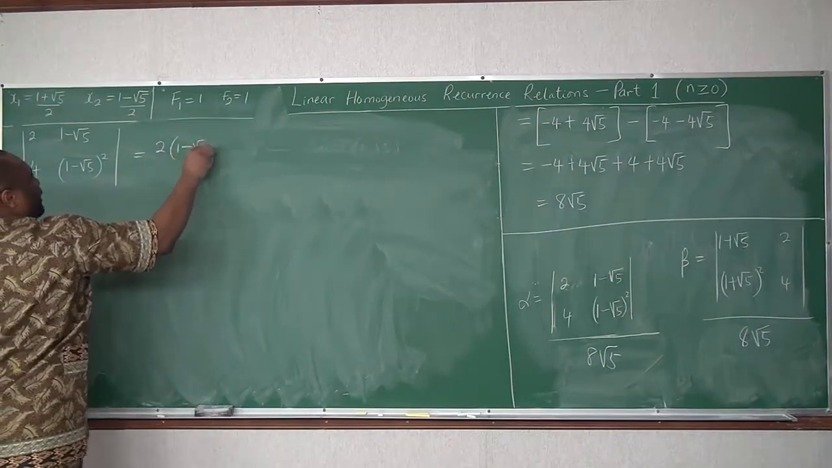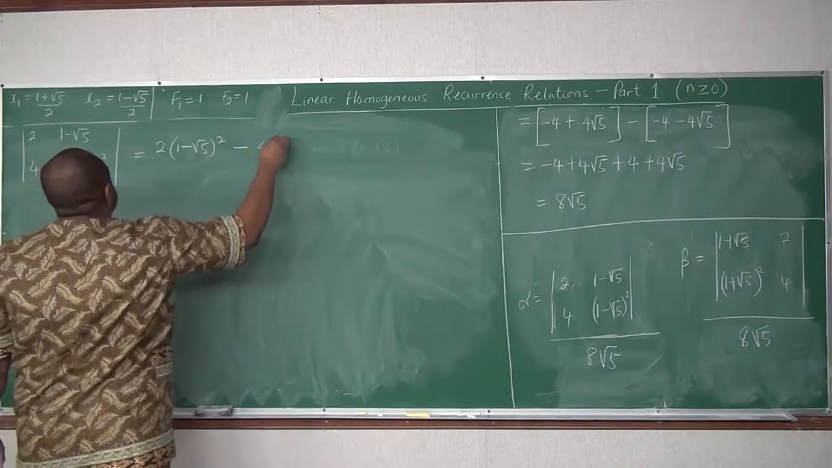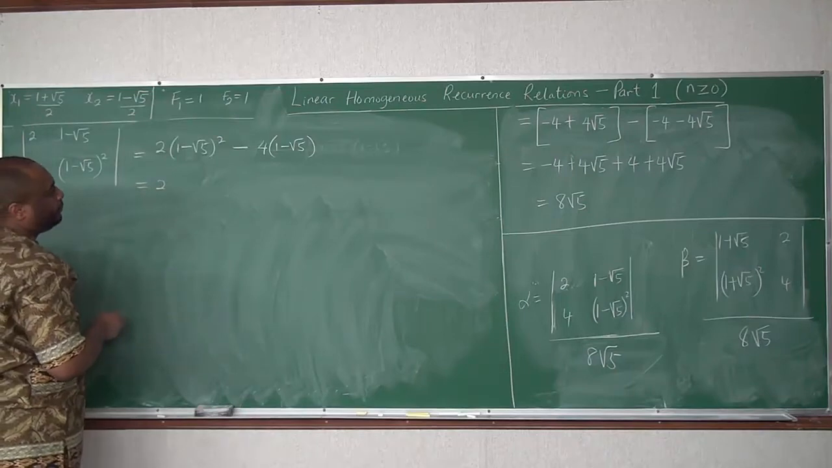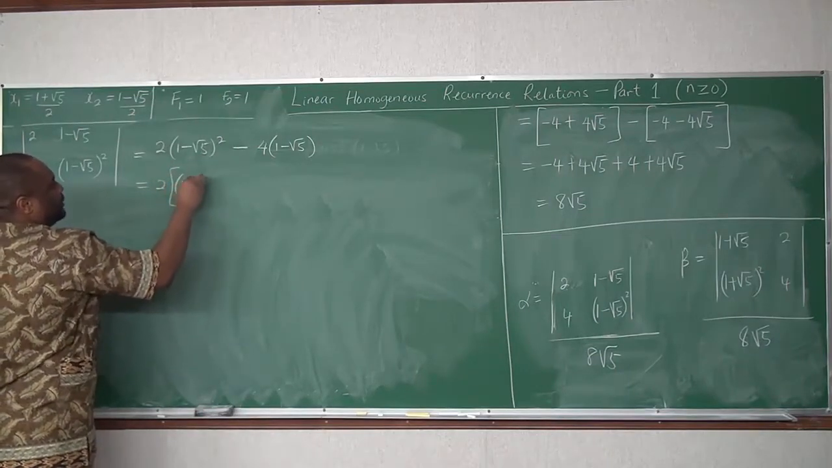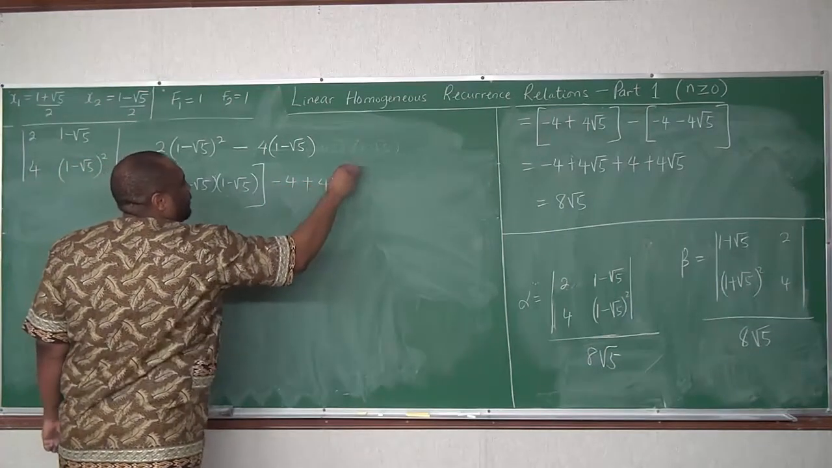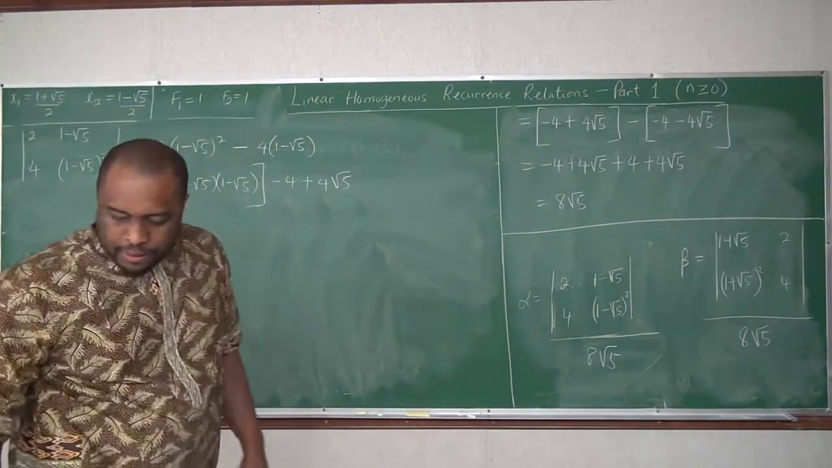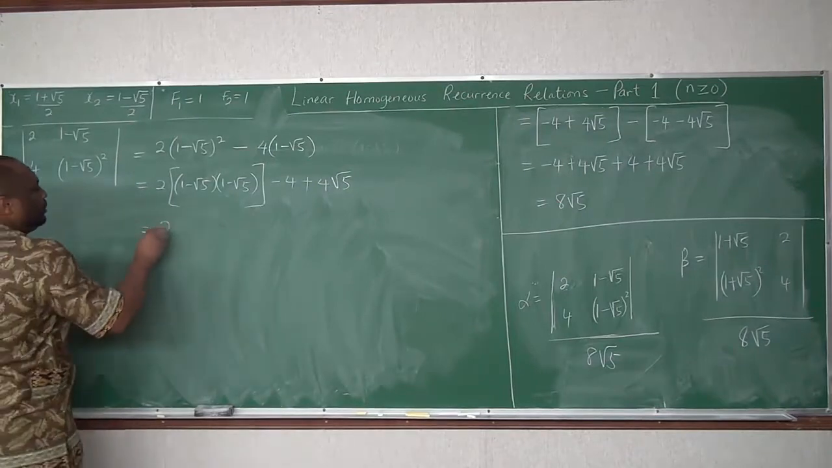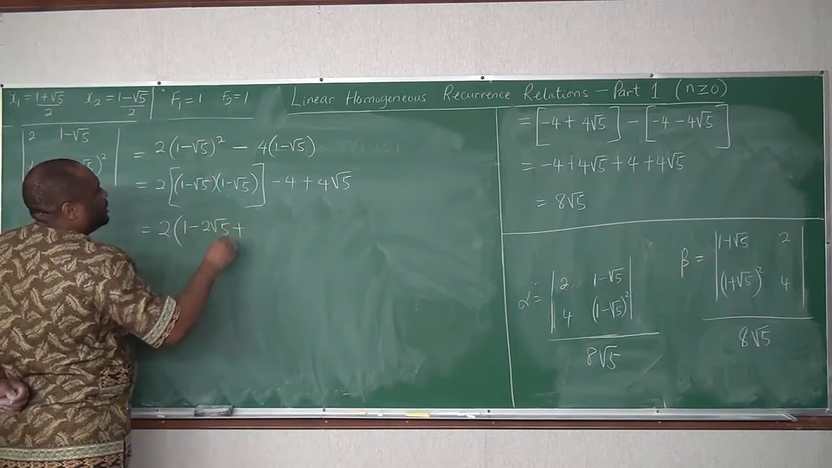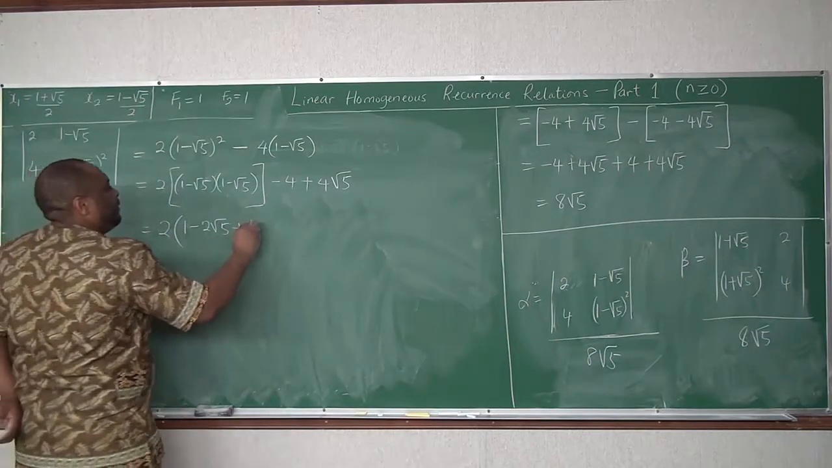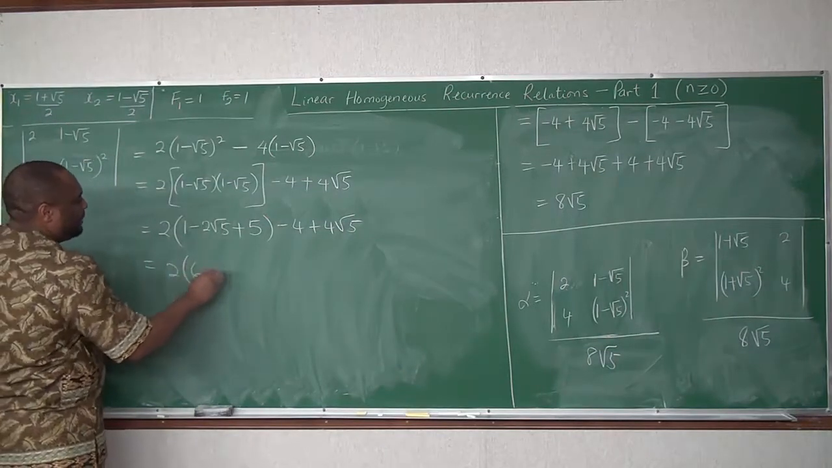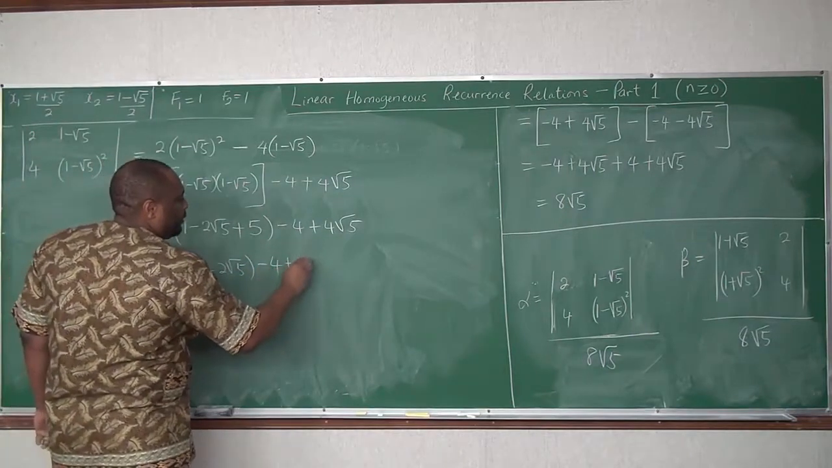2 times 1 minus root 5 all squared minus 4 times 1 minus root 5. Okay? I'm gonna expand this. 1 minus root 5 times 1 minus root 5. Then minus 4 plus 4 root 5. So this will give us 2 times 1 minus root 5, 1 minus root 5 minus 2 root 5, plus, minus minus is plus. Root 5 times root 5 is 5. Minus 4 plus 4 root 5. So this will give us 2 times 6 minus 2 root 5 minus 4 plus 4 root 5.